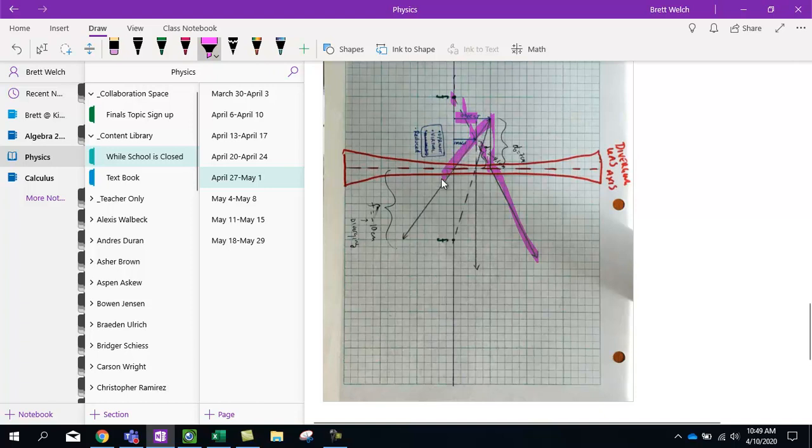Going through the center and going for the far focus, I'm shooting for it, but when I hit the lens right there in the middle, I come out parallel. And if you backtrack that right through the middle there, you should see that we have our image right here. Again, upright, virtual, and reduced.